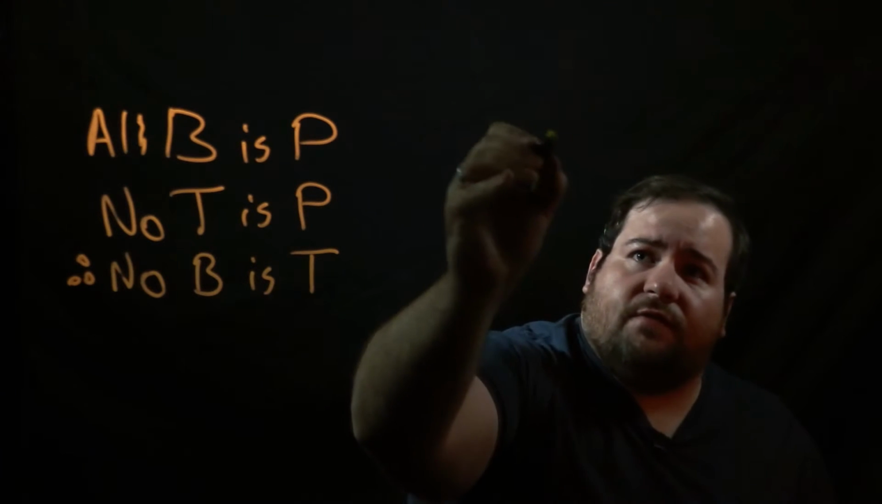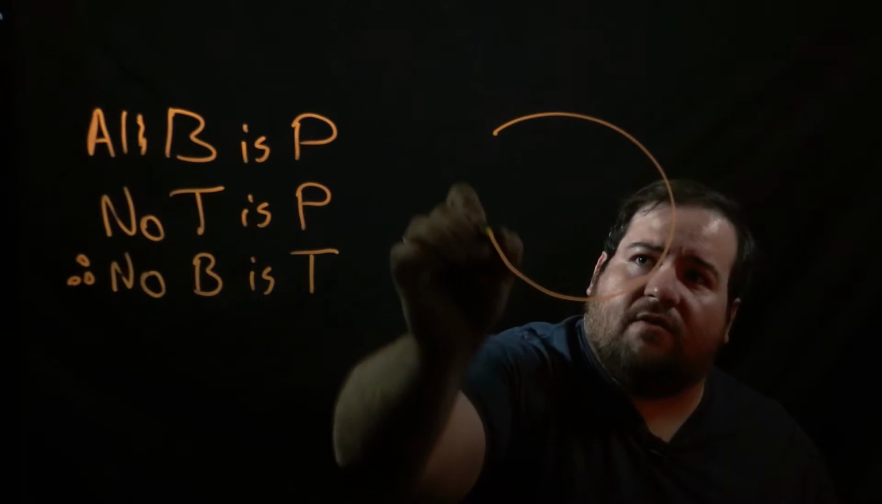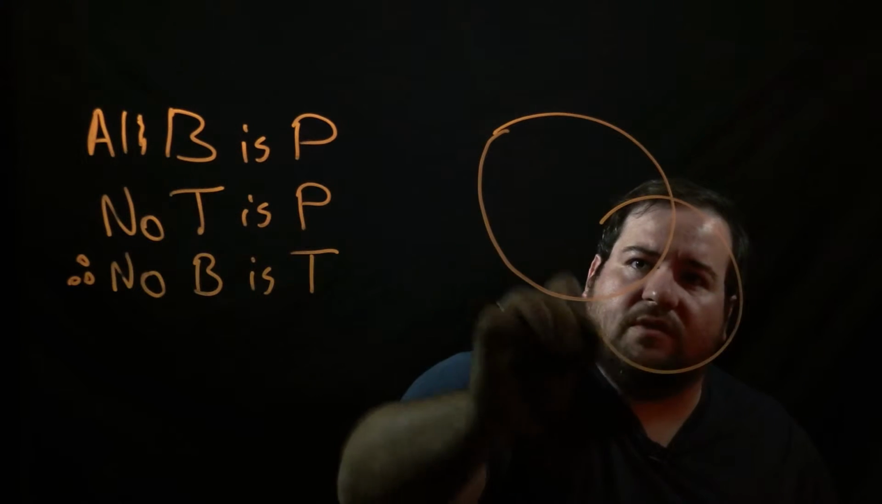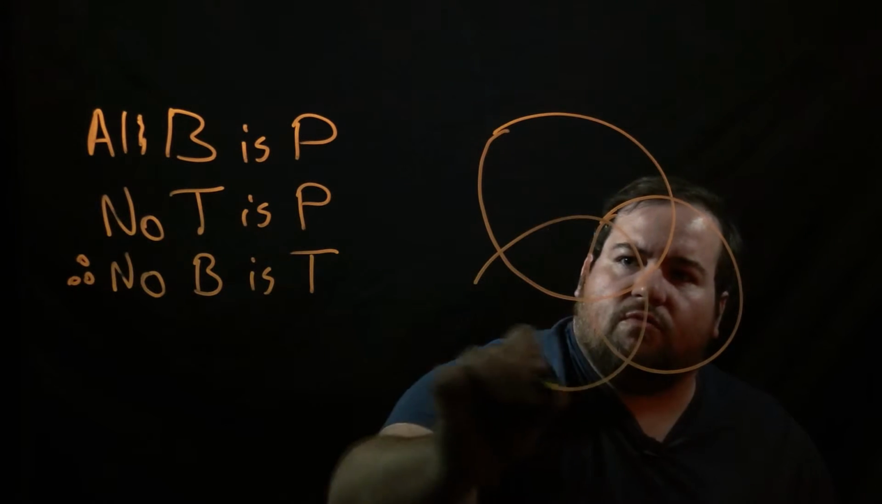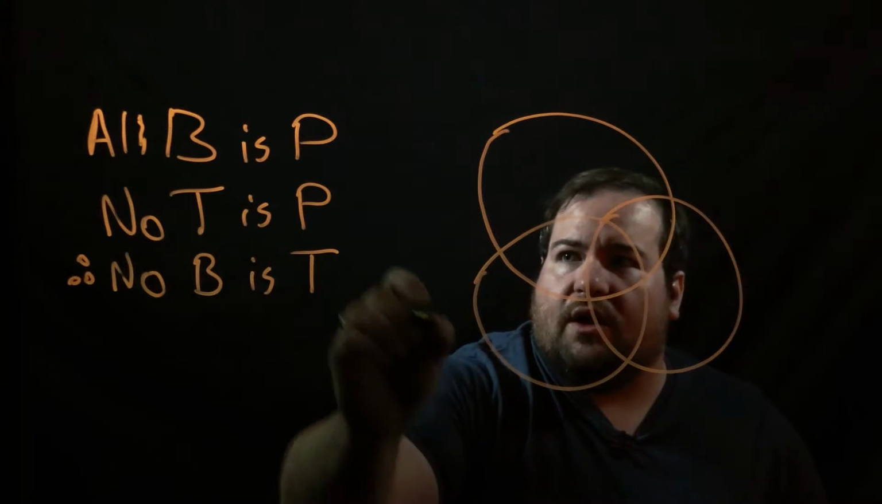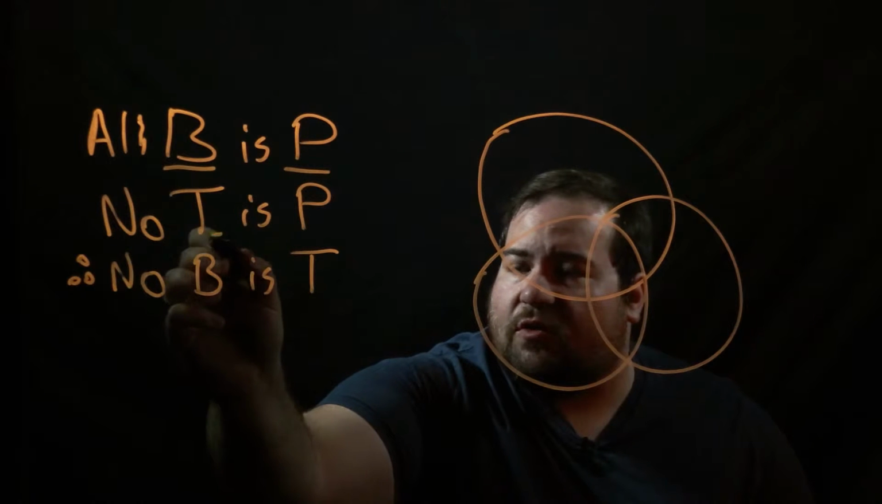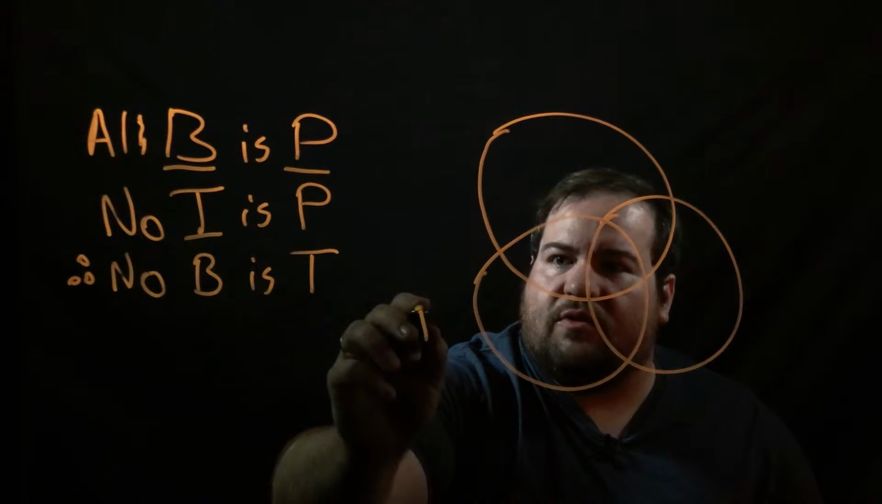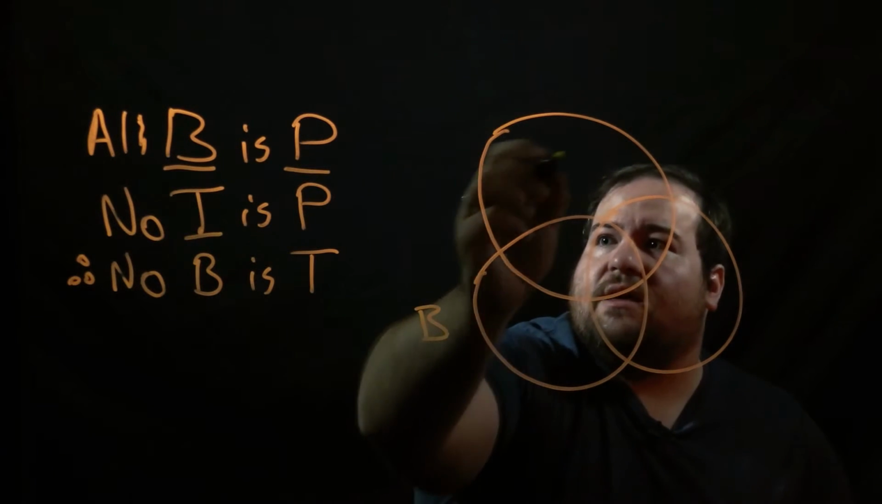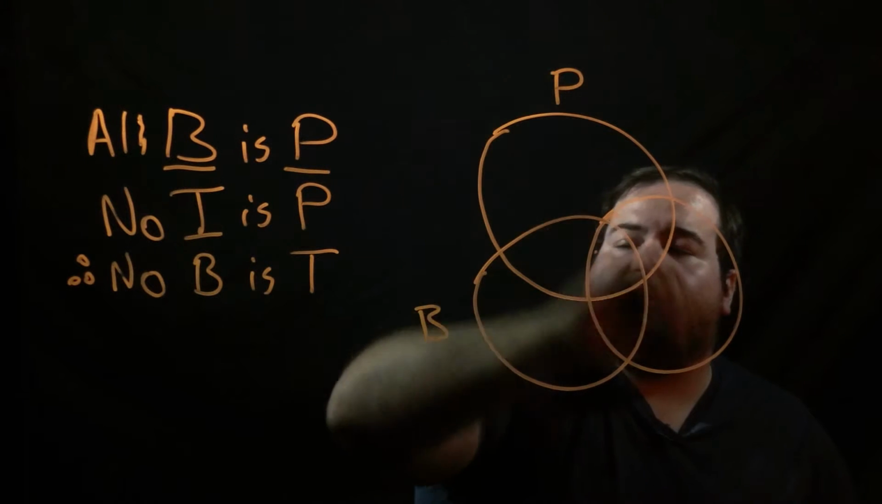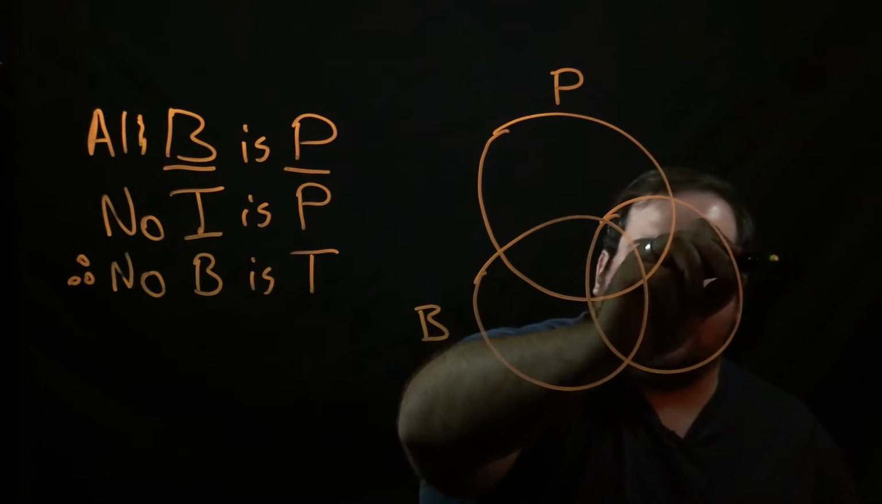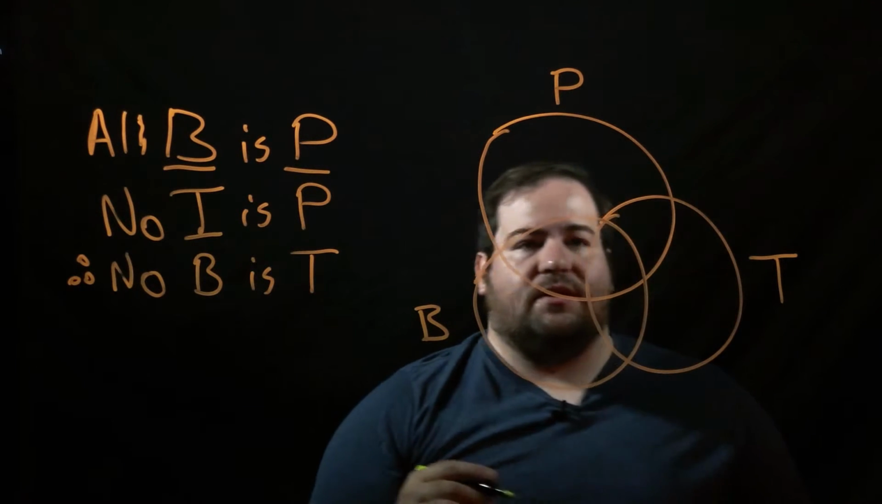Well, the first step with Venn diagrams is you got to draw your circles. And each circle represents one of the terms. So then you go and you figure out what are the terms. Well, burrito is a term, so that's marked with a B, and perfect is a term, so that's marked with a P, and taco is a term, so that's marked with a T.